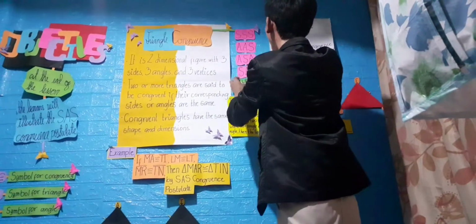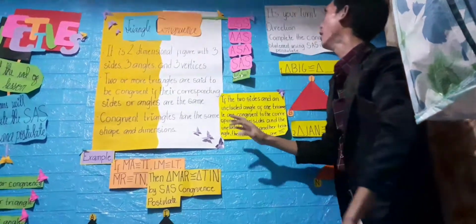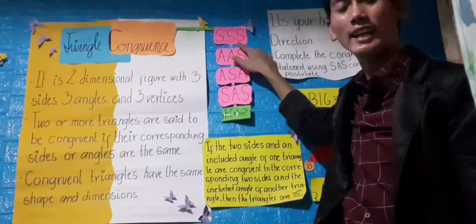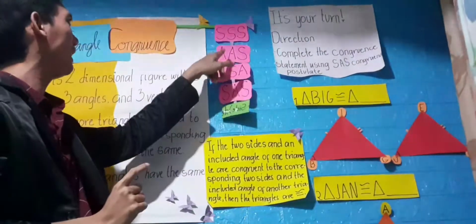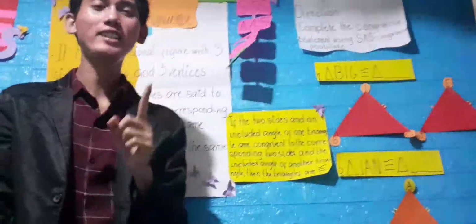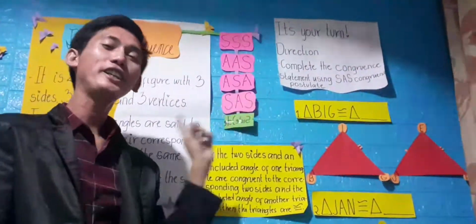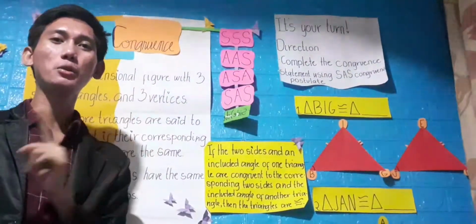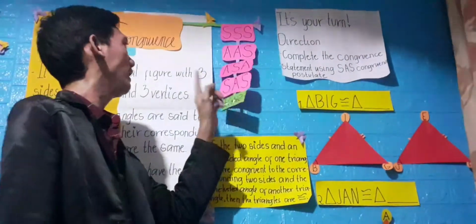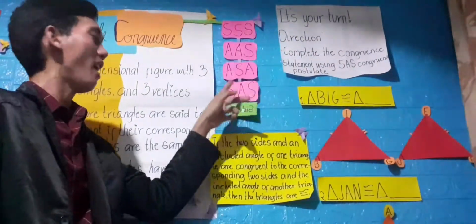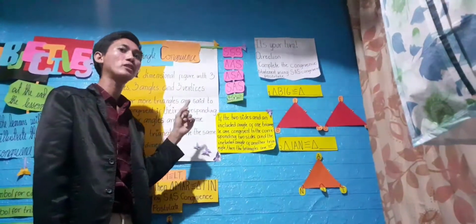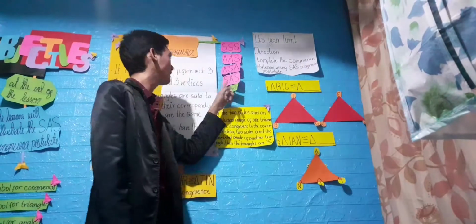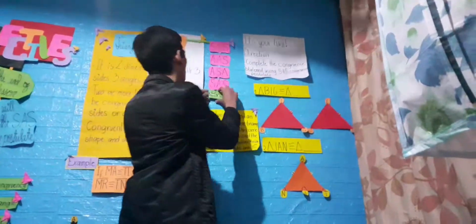So I have there the three criteria to be considered, which is the SSS or the side congruence postulate. Then the next one is AAS or the angle side congruence postulate. And also the ASA or the angle side angle congruence postulate. And the last one is the SAS, side angle side congruence postulate. So, but now for our discussion or topic, we were now focusing on the side angle side congruence postulate.